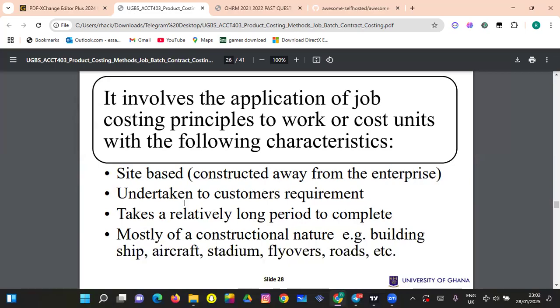So mostly of a constructional nature. For example, buildings, ships, aircraft, stadiums, flyovers, roads, etc.